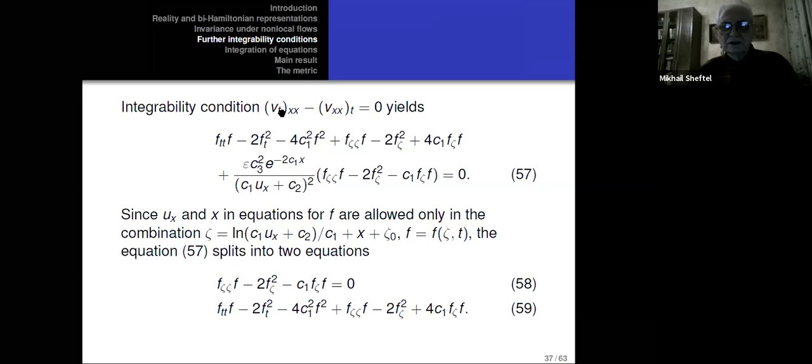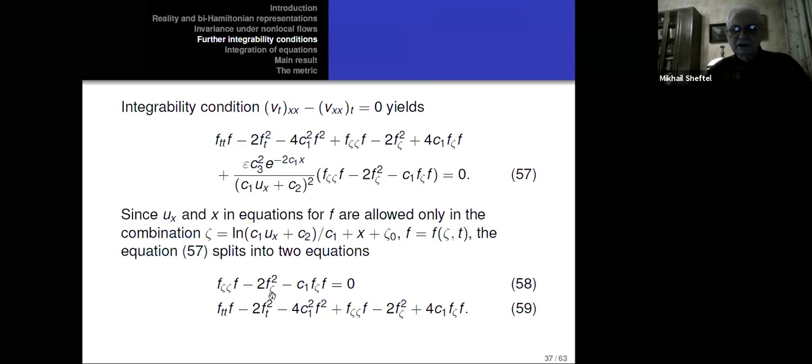Now we consider a further integrability condition. V t xx minus v xxt equals 0, which yields such an equation, 57. But this is the equation for f. But f cannot depend separately on u x and x, but only on the combination zeta, which is the logarithm of C1 u x plus C2, over C1, plus x plus zeta 0. F depending only on zeta and t. And therefore, this equation splits into two equations, where one is without the exponential and the other is proportional to the exponential.